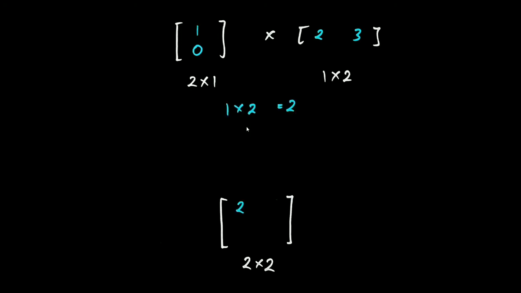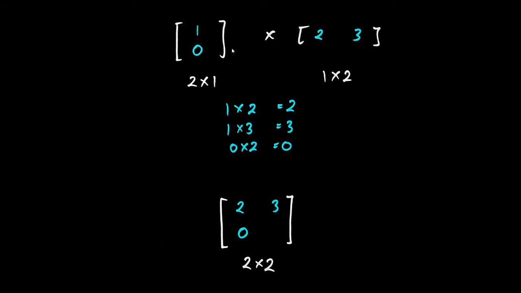So we do 1 into 2 to get 2 and place it in the first row and the first column. And then we multiply the first row to the second column to get 1 into 3, which is equal to 3, and place it in the first row and the second column of the resultant matrix. And then we multiply the second row to the first column to get 0 into 2 equals 0. And then we place this 0 in the second row and the first column.